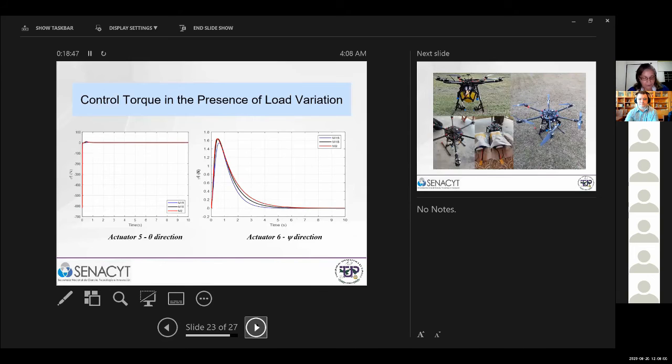In the left figure, you can see also the same performance for the theta direction, where the control torque in the presence of load variation is presented also. And in the right figure, the response for the controller in the psi direction in the presence of load variation of 1.5 kilograms to 2 kilograms is shown.